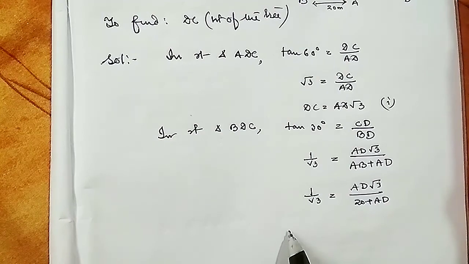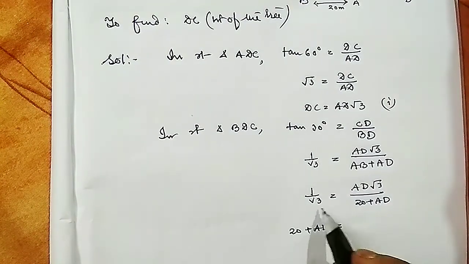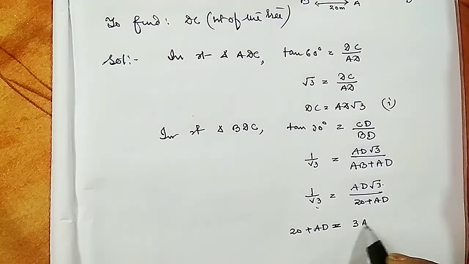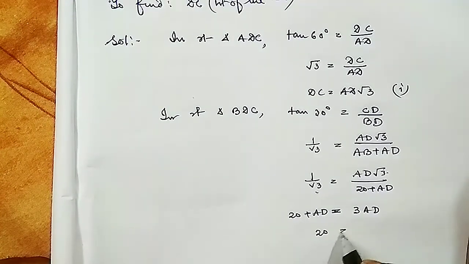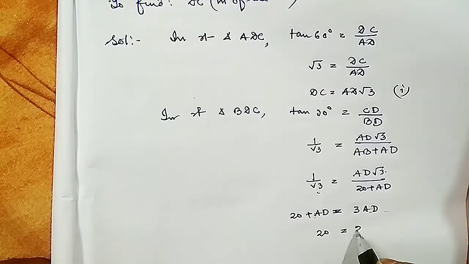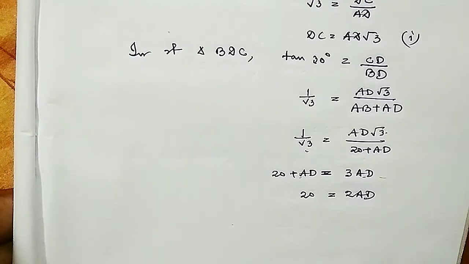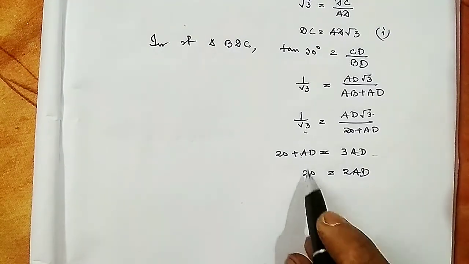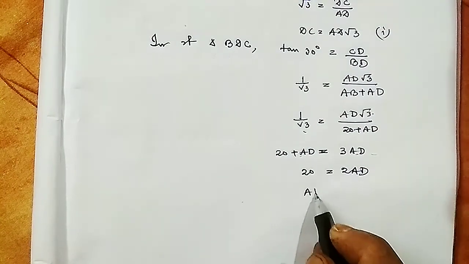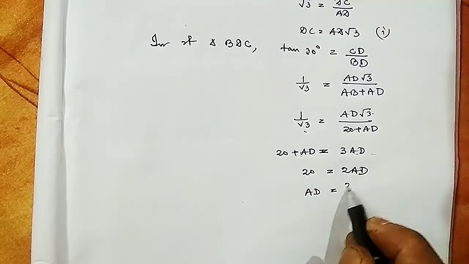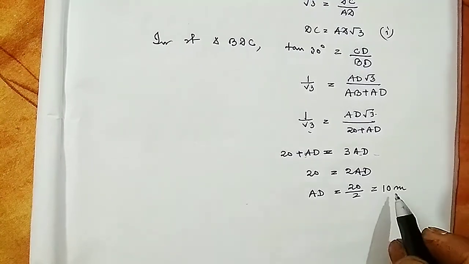So if I cross multiply, 20 plus AD equals root 3 into root 3, 3AD. So 20 equals 3AD minus AD, it will be 2AD. So AD equals 20 divided by 2, that is 10 meters. So we got AD.